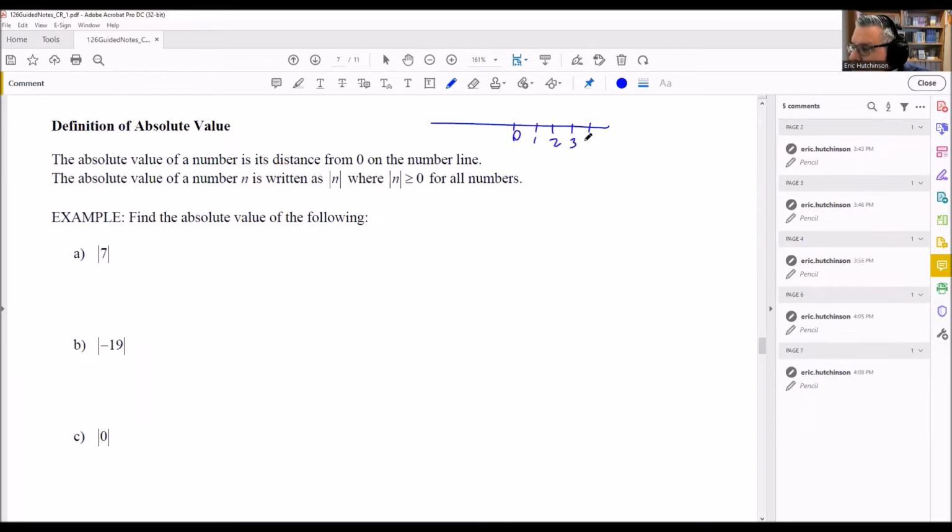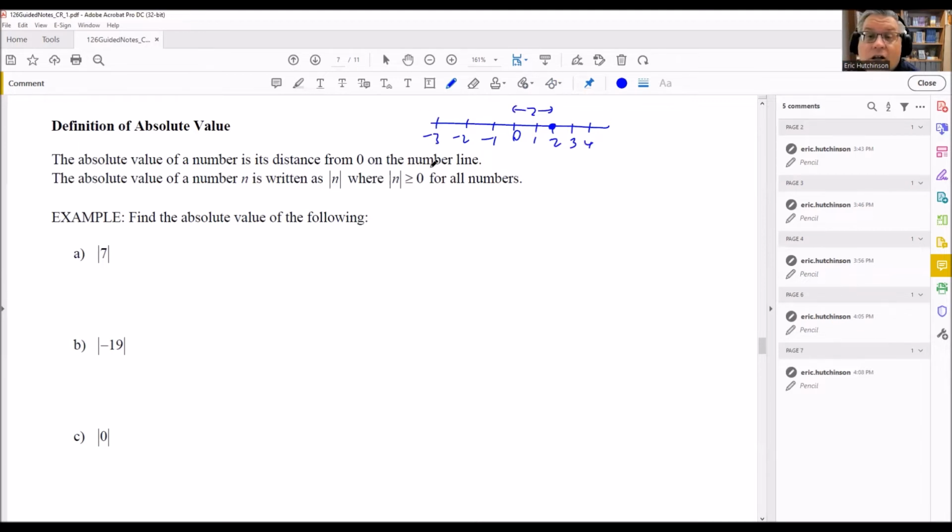So 1, 2, 3, 4 that way. And you have -1, -2, -3, for instance, going this way. We're seeing how far we are away from something. So let's take 2, for instance. The distance from here to here would be 2.